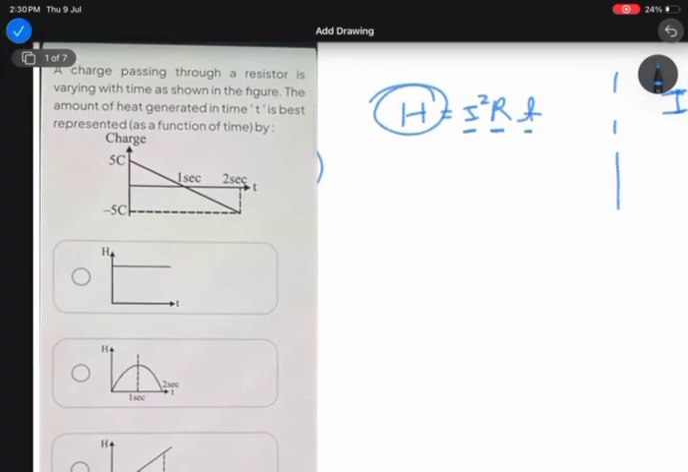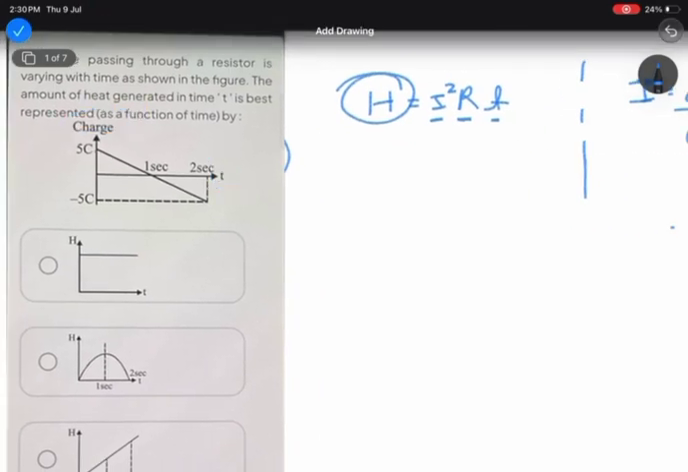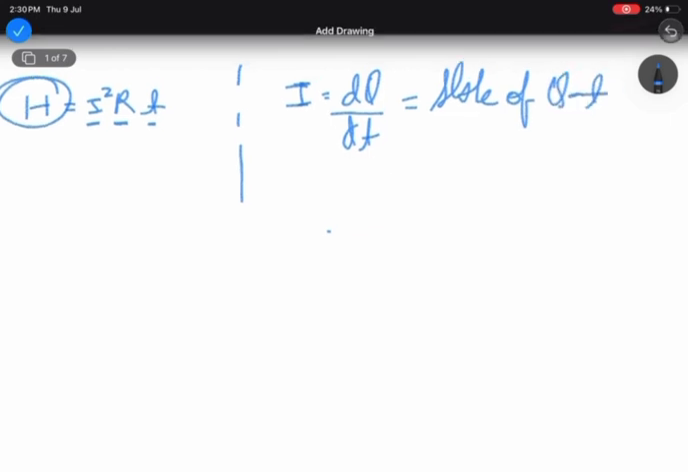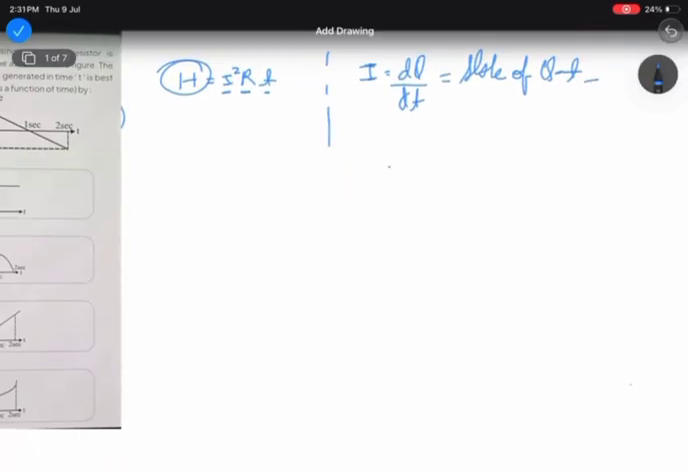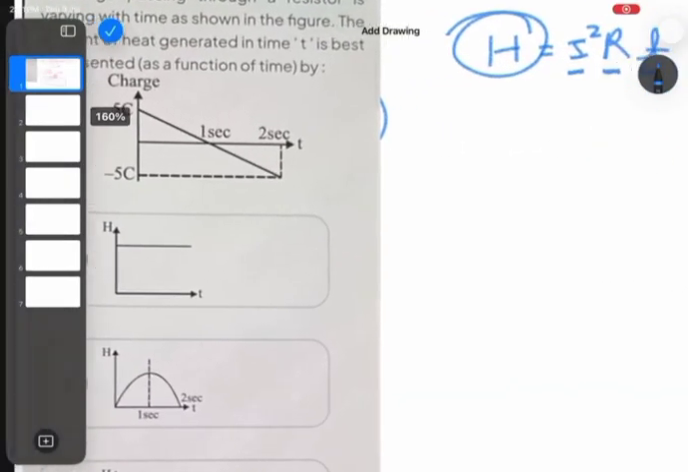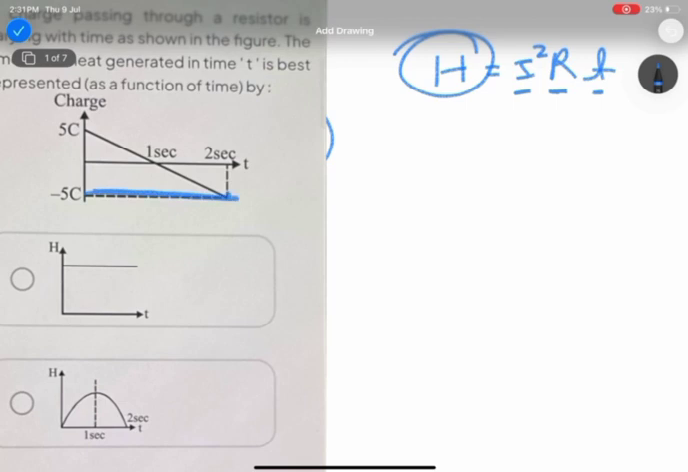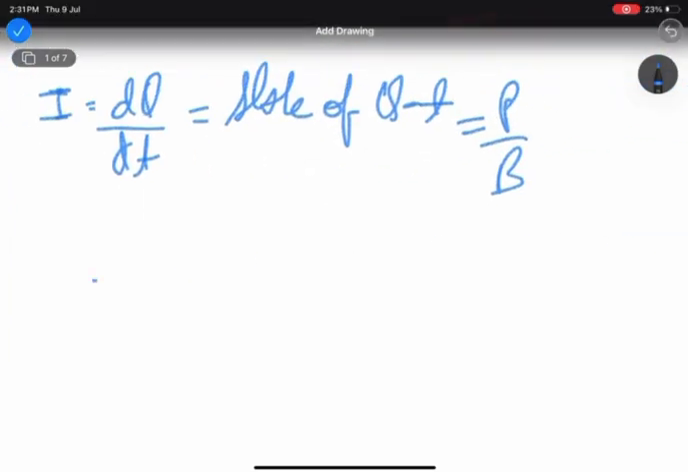Here the graph is given of Q and T, and its slope gives us current. So dq/dt is equal to the slope of the QT graph. We can find the slope of the QT graph, that is perpendicular upon base, with the help of the given graph. Here the perpendicular is 5 plus 5, so it's 10, and base is 2. So it will be 10 by 2, 5. So I = 5 ampere.